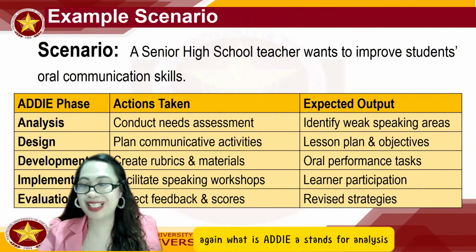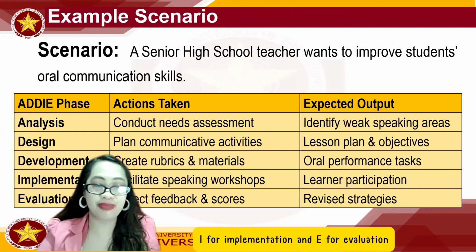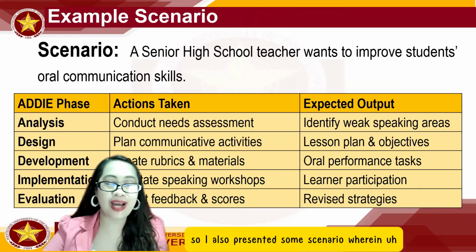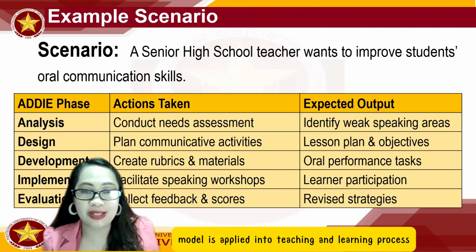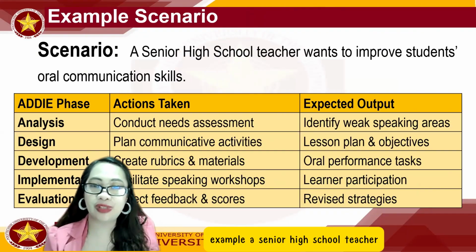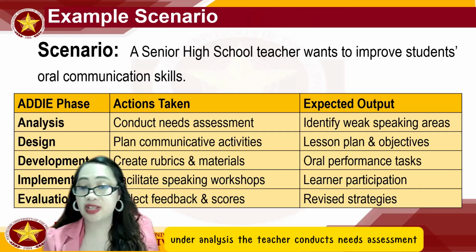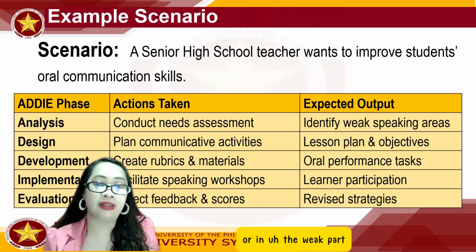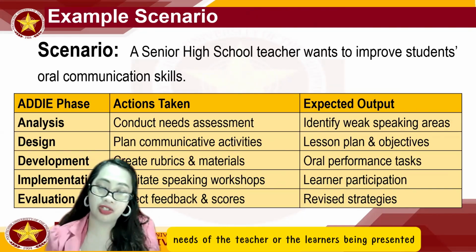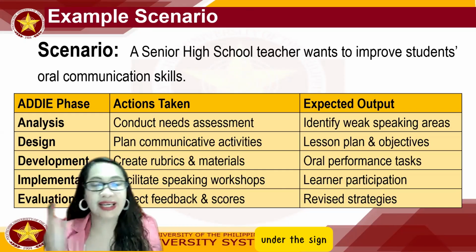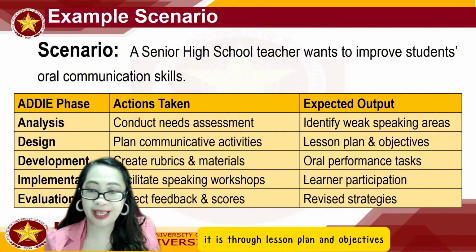Again, what is ADDIE? A stands for analysis, D for design, D for development, I for implementation, and E for evaluation. So I also presented some scenario wherein ADDIE model is applied in the teaching and learning process. Example, a senior high school teacher wants to improve students' oral communication skills. Under analysis, the teacher conducts needs assessment, wherein the weak part or the needs of the learner is being presented. Under design, the teacher plans communicative activities. It is through lesson plan and objectives.